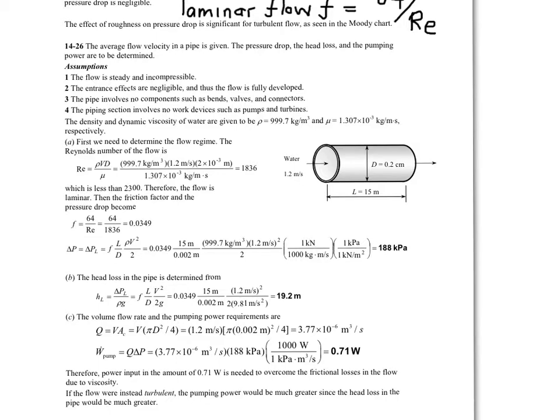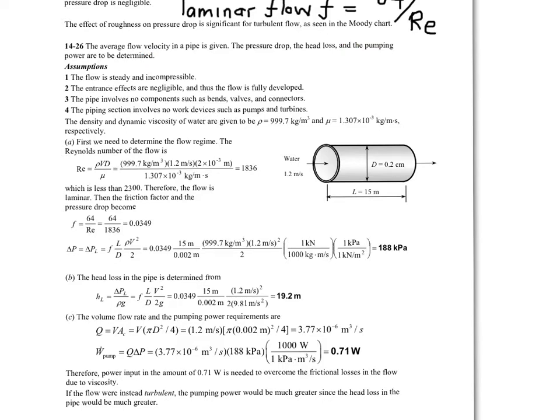Next, in question 14-26, we look at a rather more extended answer, and this involves a fair bit of calculation. It's not difficult, but tedious. You are given the average flow velocity in a pipe, and the pressure drop, the head loss, and the pumping power are to be determined.